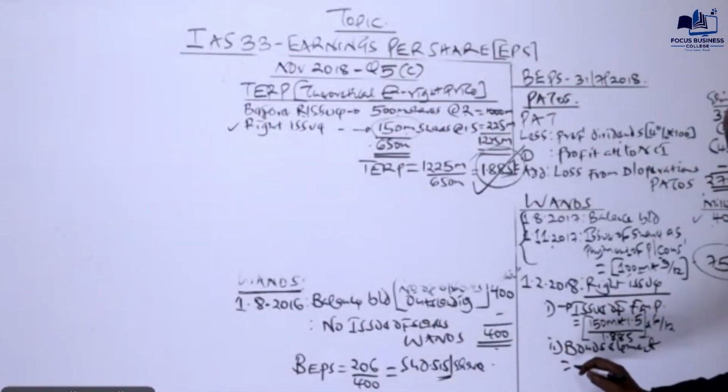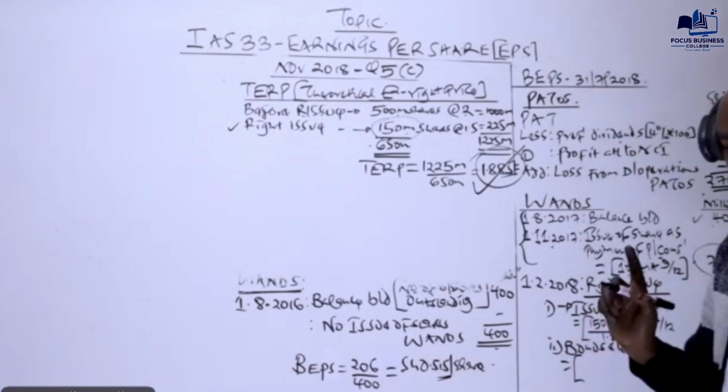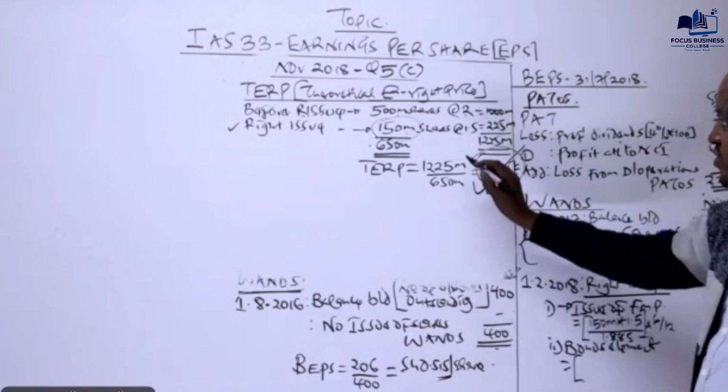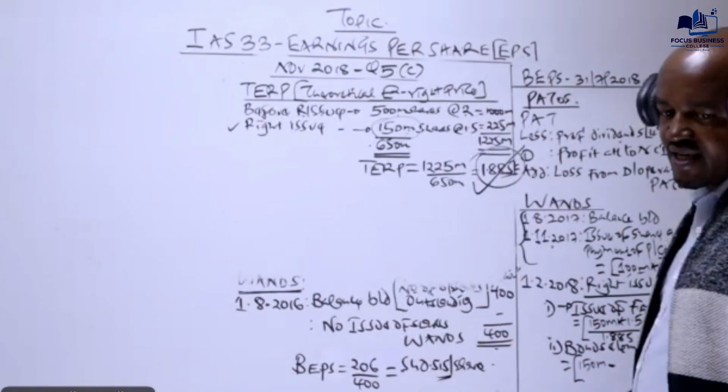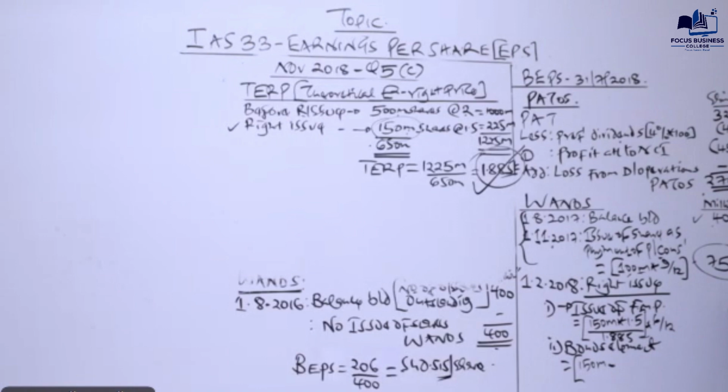The bonus element is equal to, you just need to record the formula, the total shares issued during the rights issue, 150, minus the shares which were issued at full market price. The shares issued at full market price is not the final answer you get here, but basically these are the shares issued at full market price. Whatever you have here, just transfer this down here. 150 million times 1.5 divided by 1.885. These are the shares issued at full market price.